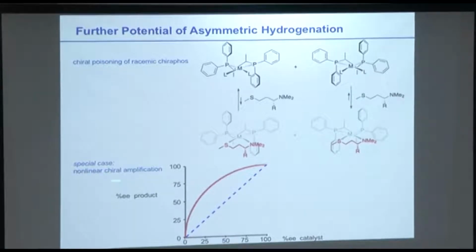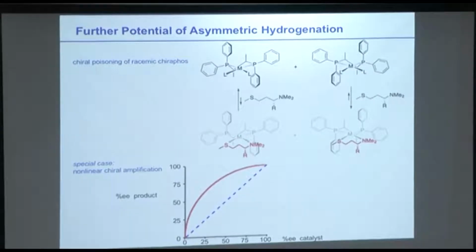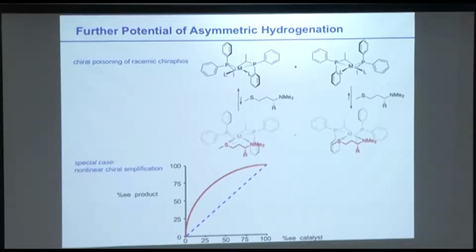And then the second one is the non-linear chiral amplification, which is a concept that is very interesting but more random than designed. When you happen to see it, it's nice, but often the non-linear chiral amplification can go both ways, so that your catalyst has low ee and you get much higher product ee, but it can as well go the other way around, because it could be that your chirally pure system gets deactivated by dimer formation, and then you basically have the racemate in solution.